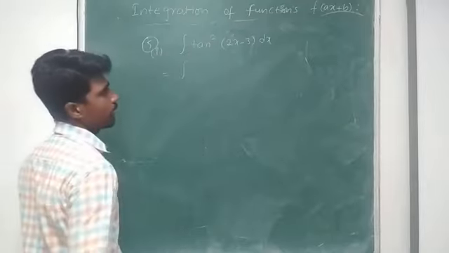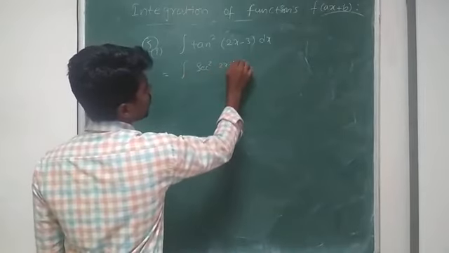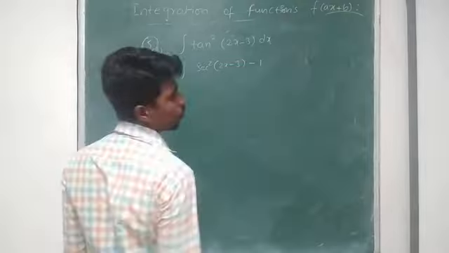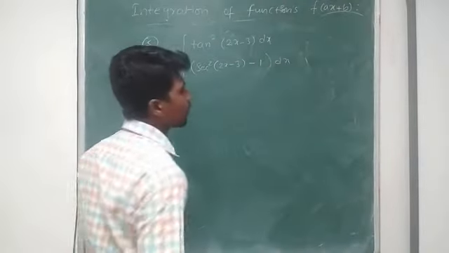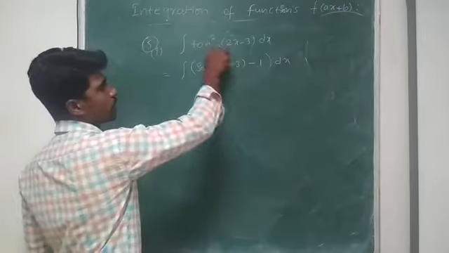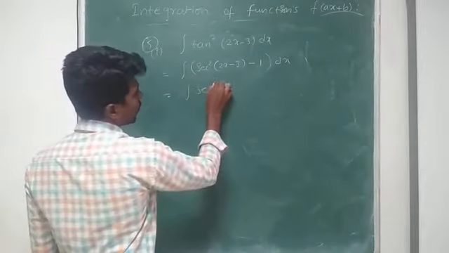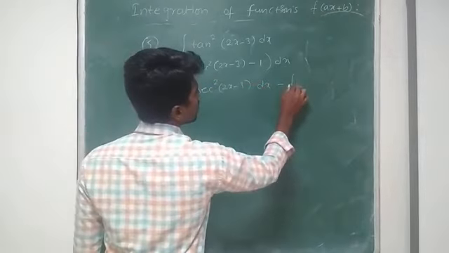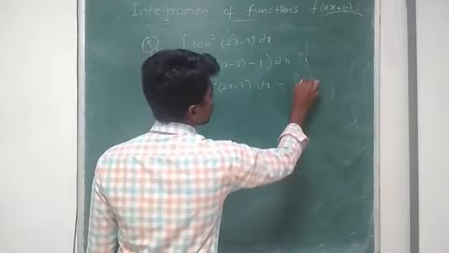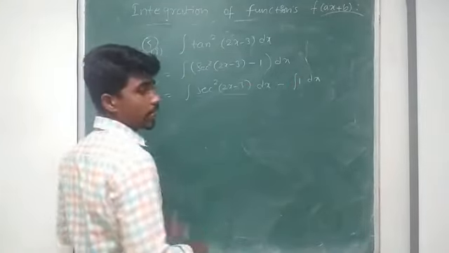So I can write it as secant square 2x minus 3 minus 1. Secant square x minus 1, which is dx. Sorry, which is equal to tan square x, right? Now splitting, so integration of secant square 2x minus 3 dx minus integration of 1 dx. Now secant square x derivative I know.